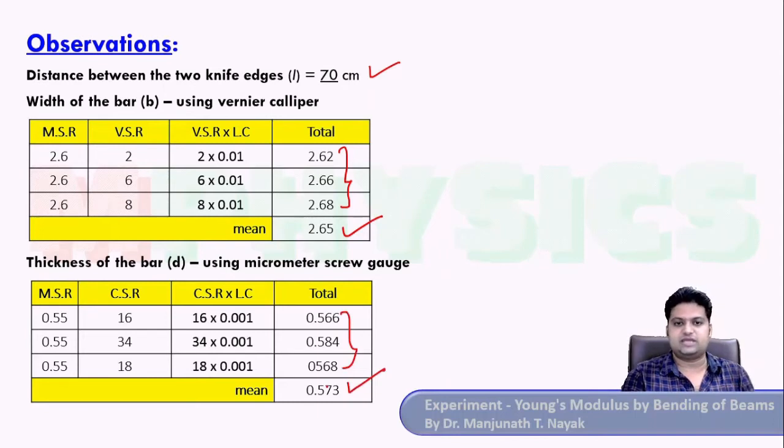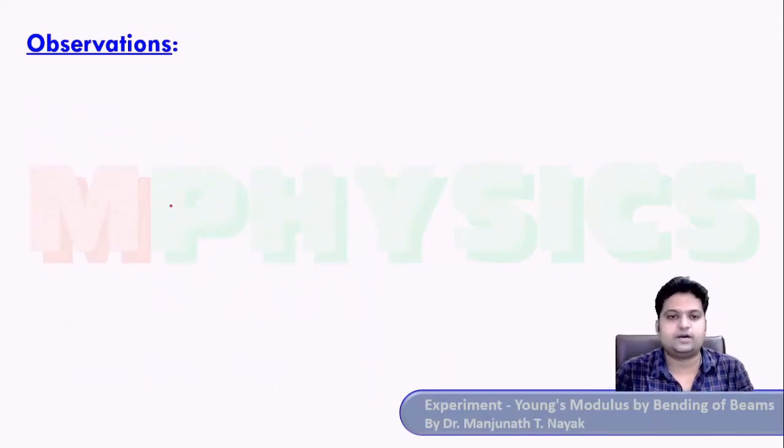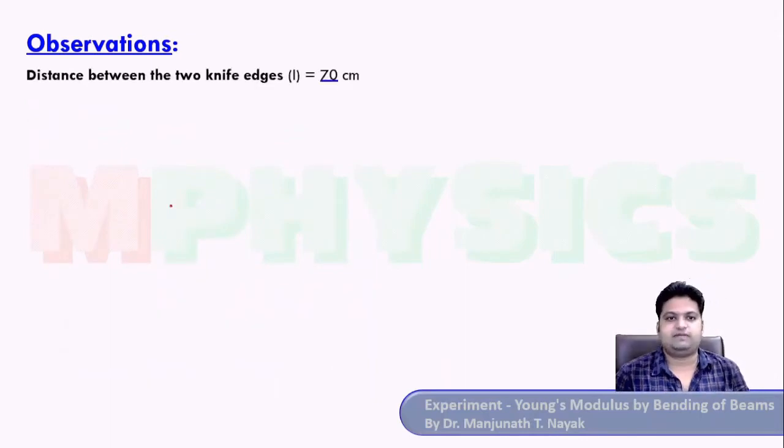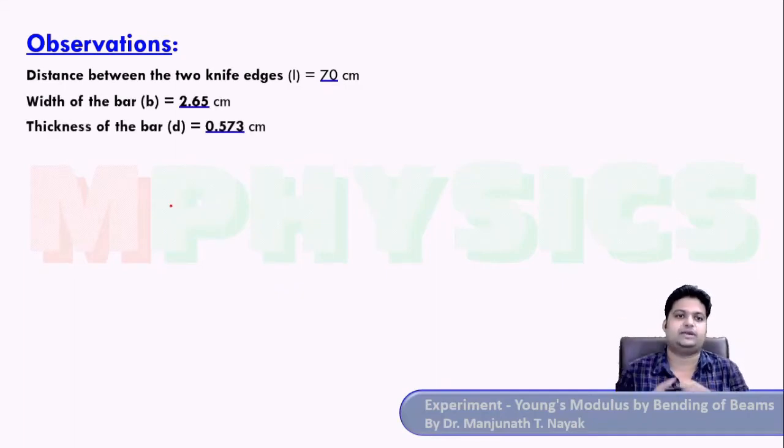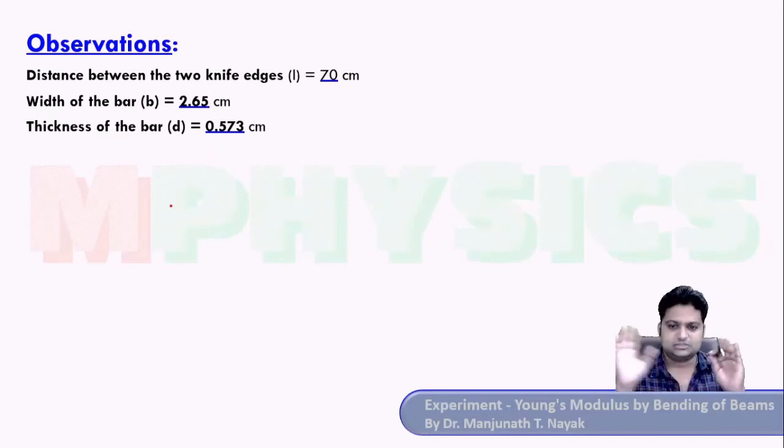Fine. Okay, so these were the initial calculations that we did before starting the experiment. And then this is what we have already found. I already told you that the distance between the knife edges is 70 centimeters. This is what we have already calculated. The width, the breadth of the beam, the bar that we are using, is 2.65, and the thickness. So all this is calculated.